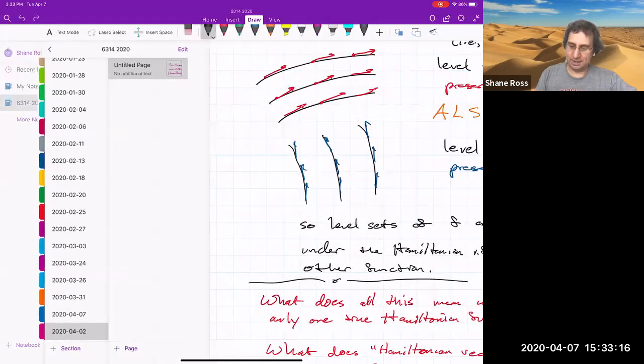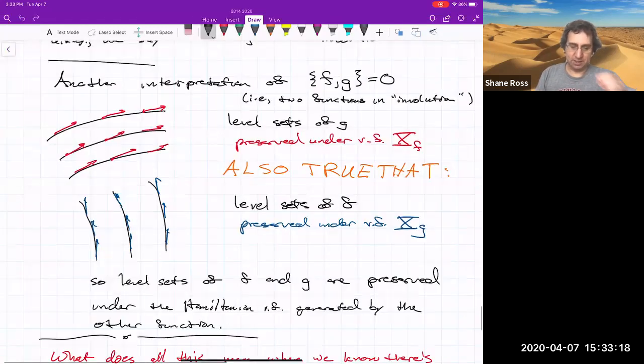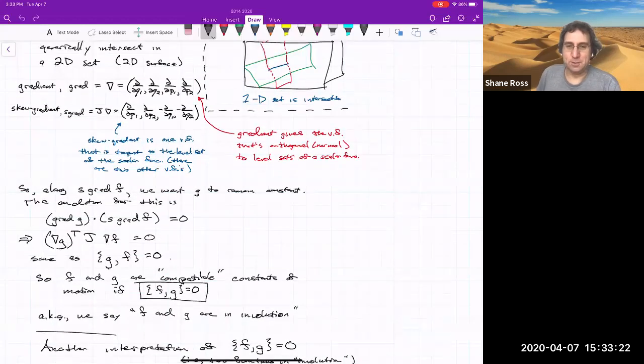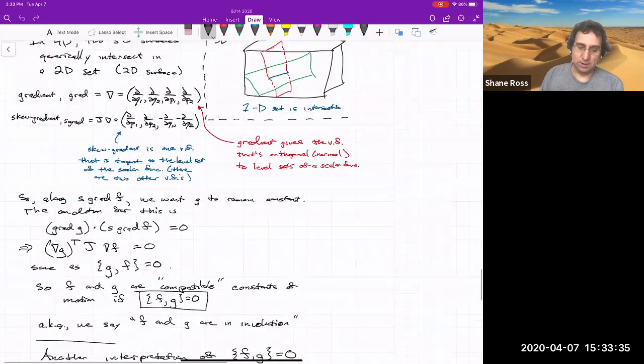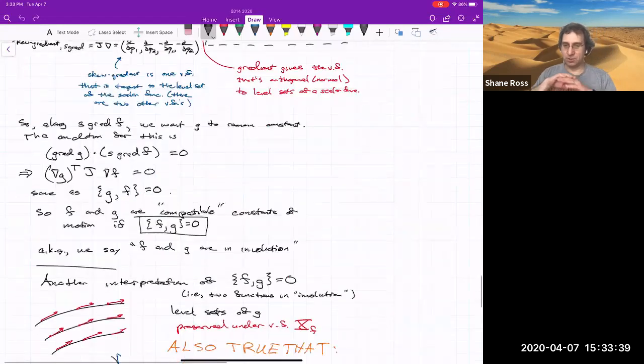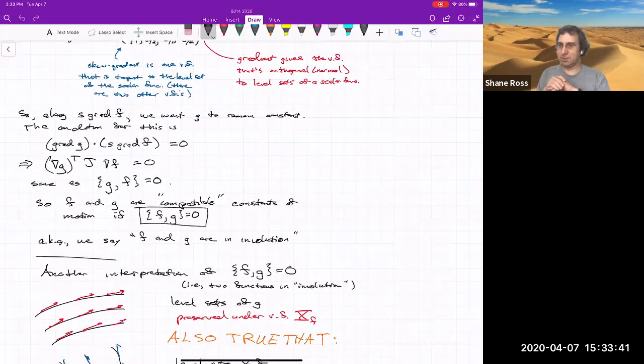So we ended last time, I went through all this commotion about that if there's two functions and their Poisson bracket is 0, that means they're compatible, which in this 2 degree of freedom case, it meant that there was a 2-dimensional surface. It means there's a 2-dimensional surface along which each of these functions is a constant.